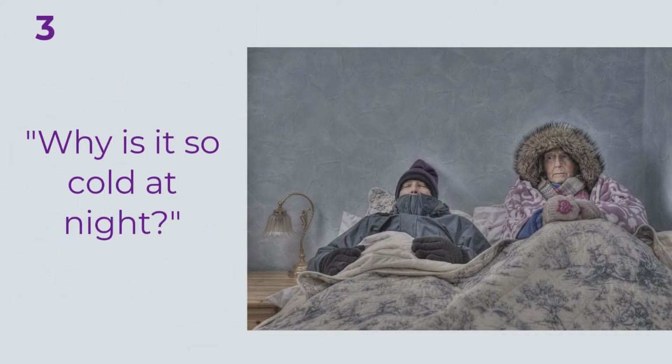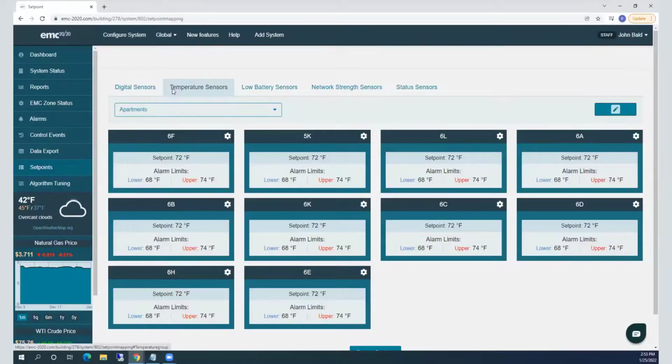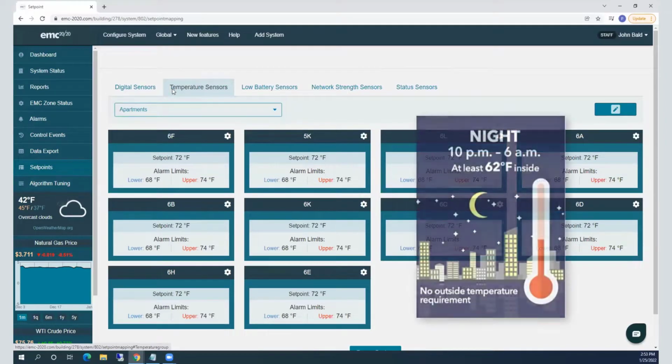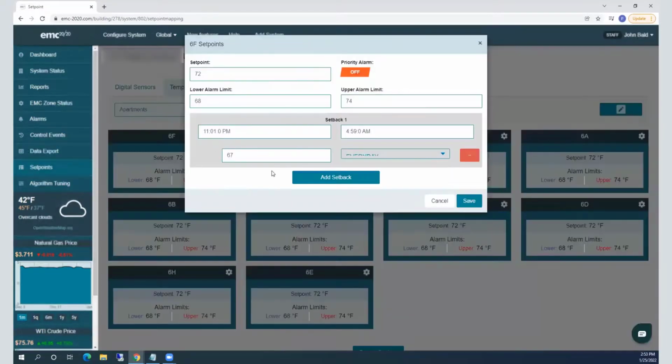Another common problem is we're not getting any heat at night. Well, a common thing that people do is set a setback from around 10 p.m. to 6 a.m. Those are the times of the night where New York City allows you to bring the set point down to 62. Now, in this case, they chose the setback of 67 degrees.